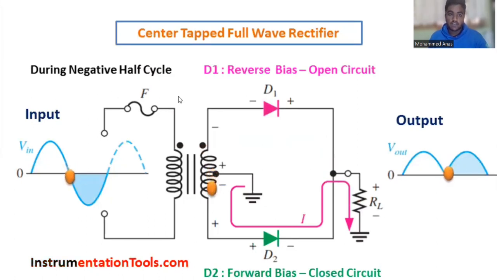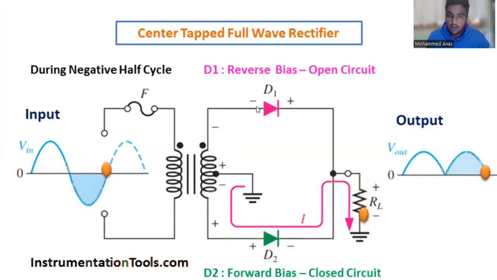During the negative half cycle, as I told you, it is made up of two diodes, D1 and D2, where D1 is reverse biased. It is an open circuit, and D2 is forward biased. It is a closed circuit. When the input is given, this is how the output is formed. It is a continuous waveform.